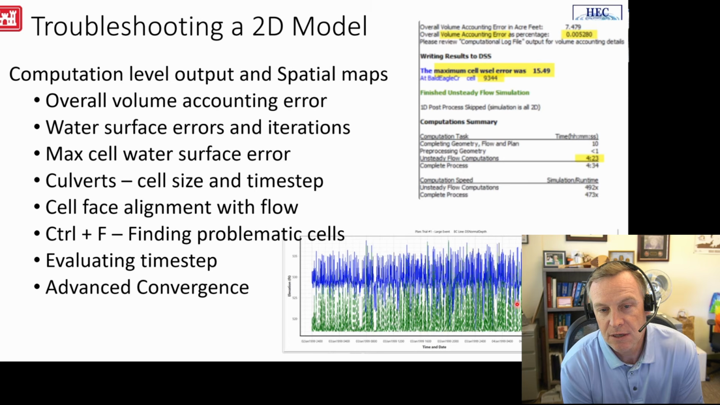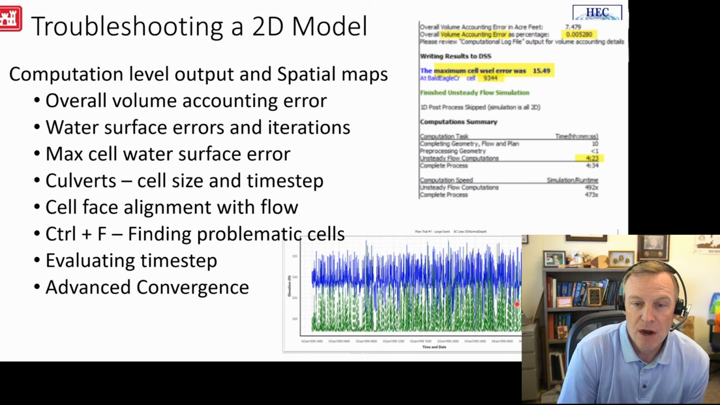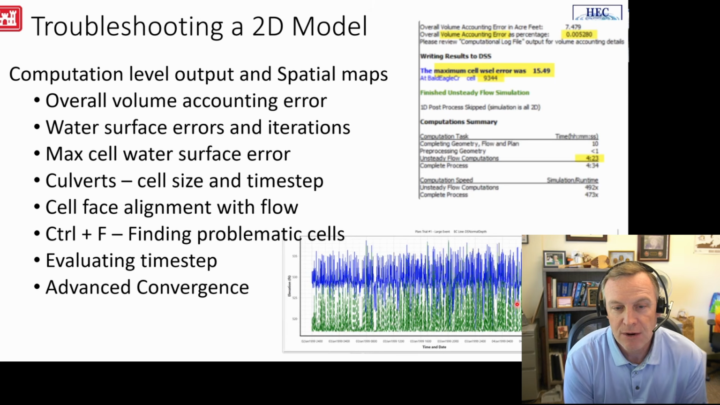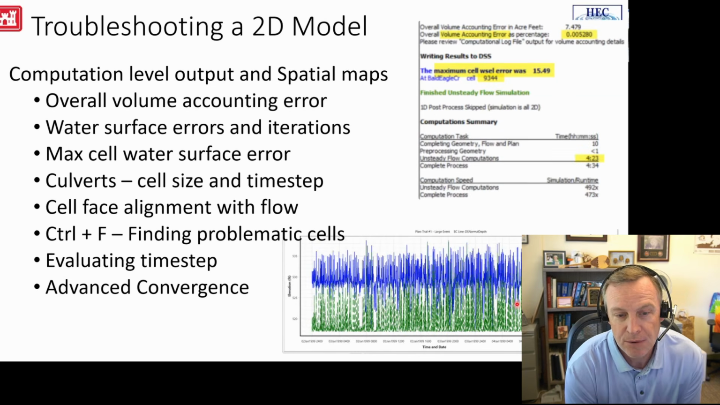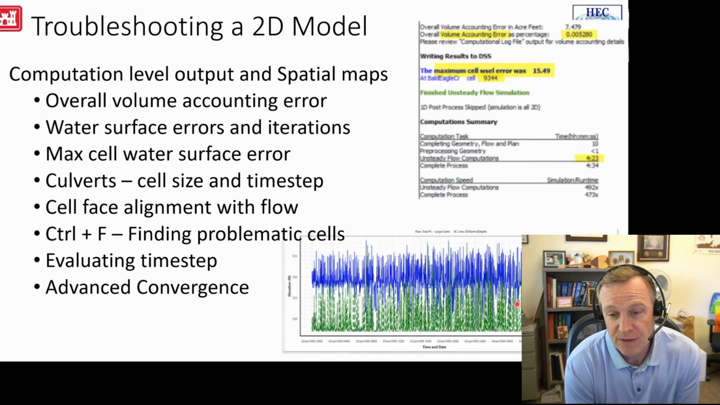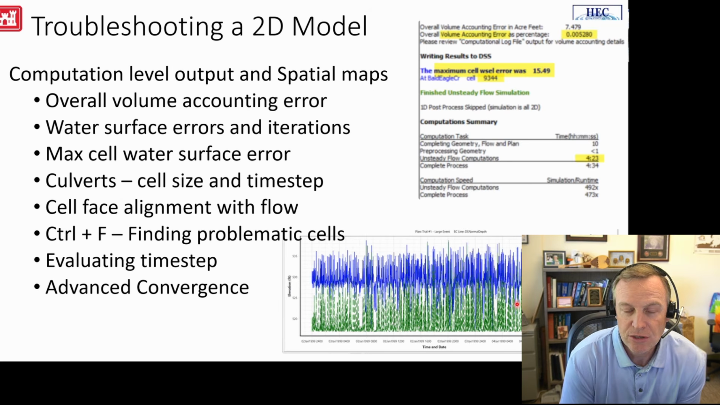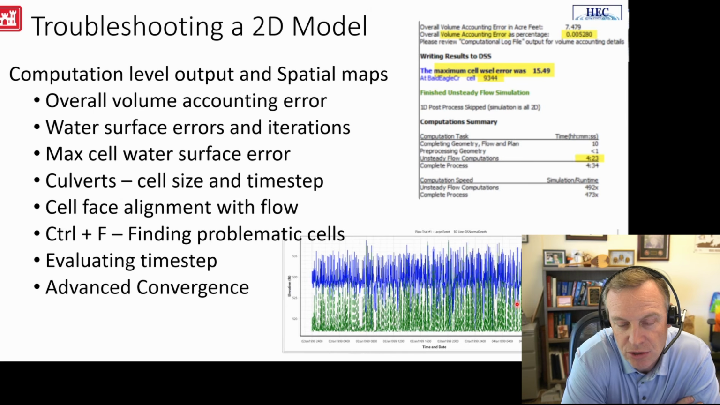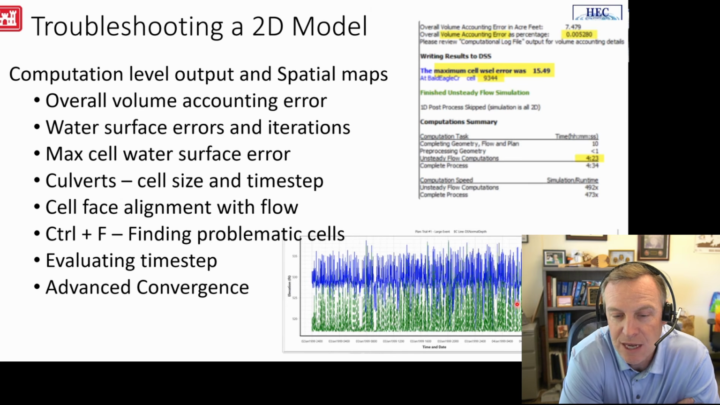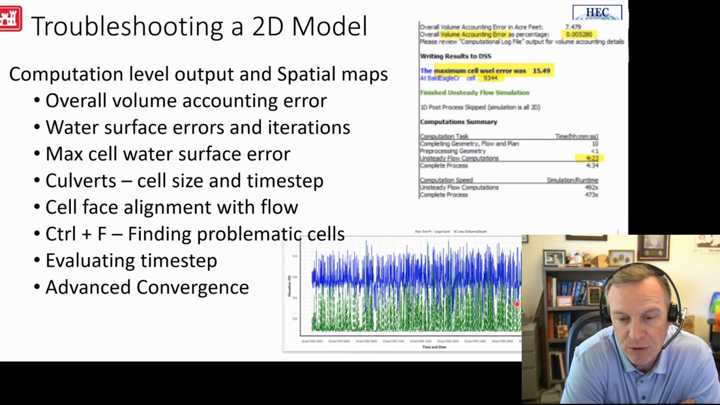And so some of the things the 2D troubleshooting workshop is going to cover are looking at the overall volume accounting error, water surface errors and iterations, how you can generate spatial maps for both of those, and how to look at some of the debug output. We'll focus on max cell water surface error. We talk about hydraulic structures. We focus on culverts, but the same sort of methodology can be used for hydraulic structures. We're trying to balance cell size around those with time step. It'll show you the importance of aligning cell faces with flow.